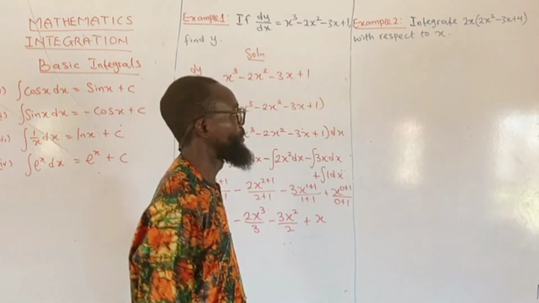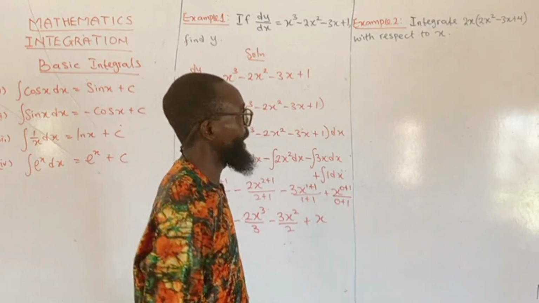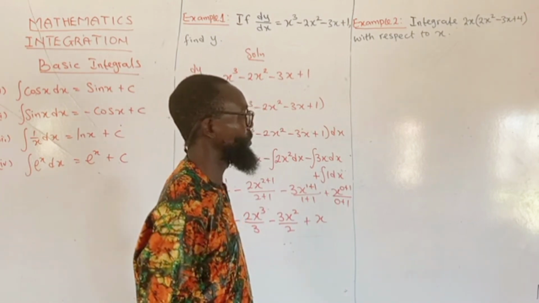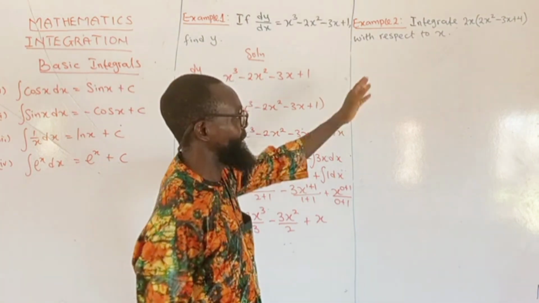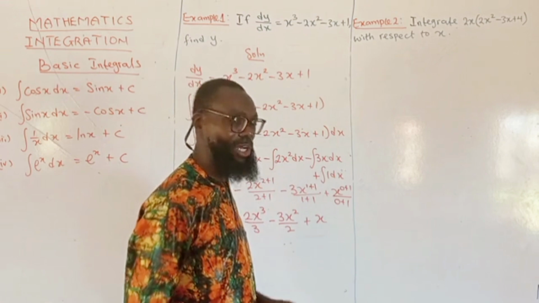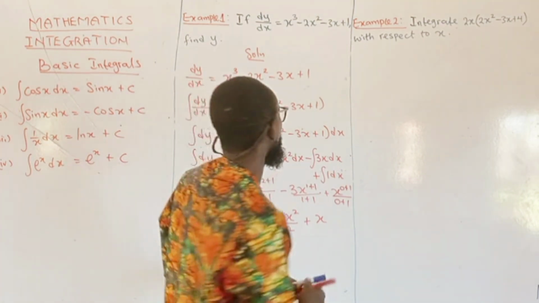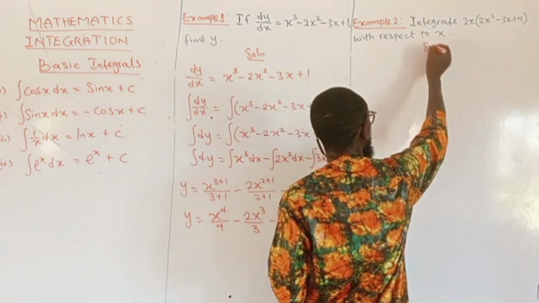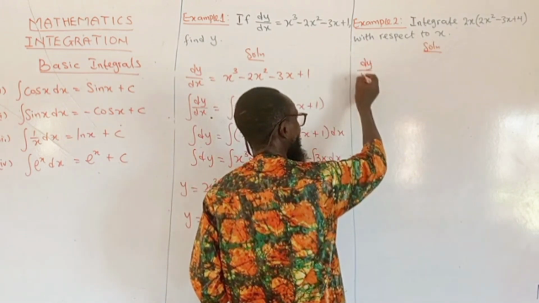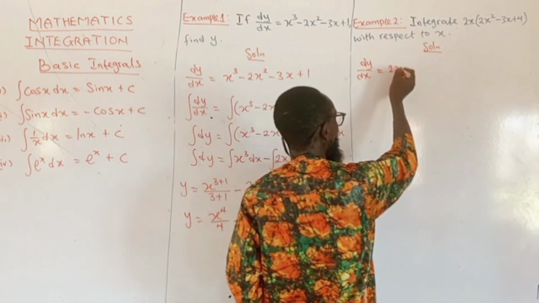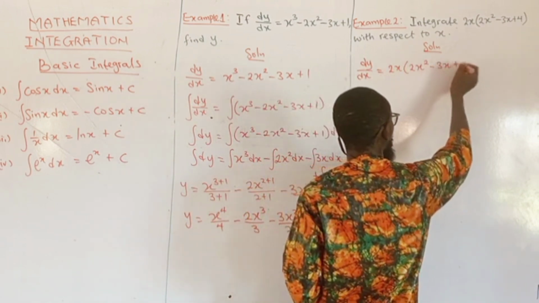Example 2. Integrate 2x in bracket 2x squared minus 3x plus 4, close the brackets, with respect to x. What it means is, this function has been differentiated already, and now we want to integrate it. This can be written as dy/dx equals 2x in bracket 2x squared minus 3x plus 4.